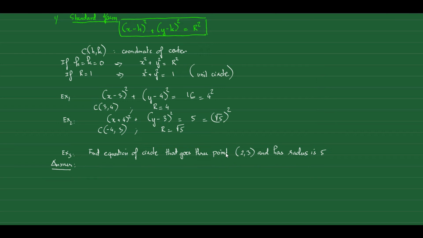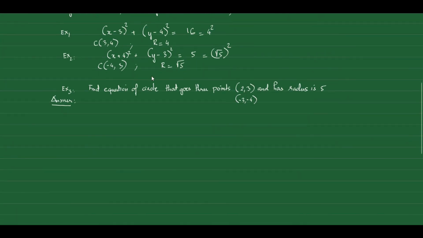So they go through points (2, 3) and (-3, -4). Alright, so it gives you 2 points. Okay, you go through 2 points. Alright, so in order to do this, we're gonna go ahead and write out the formula first.